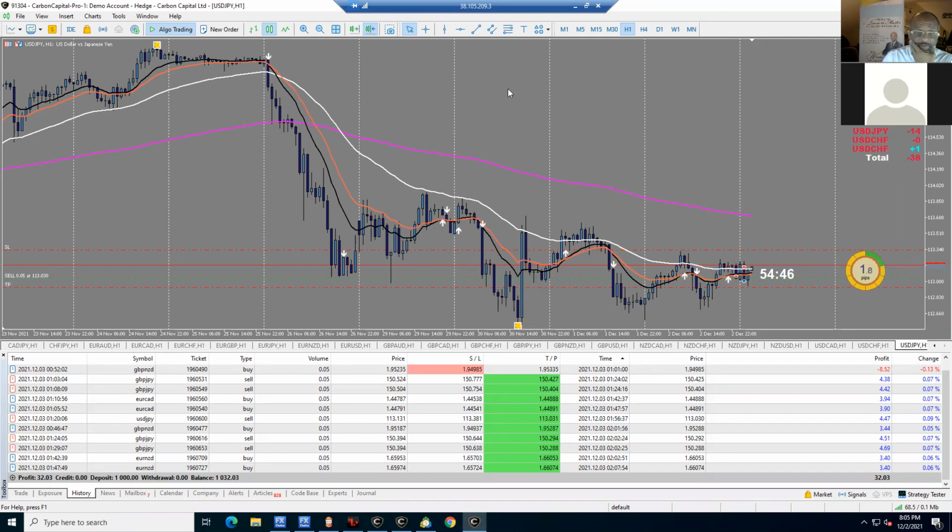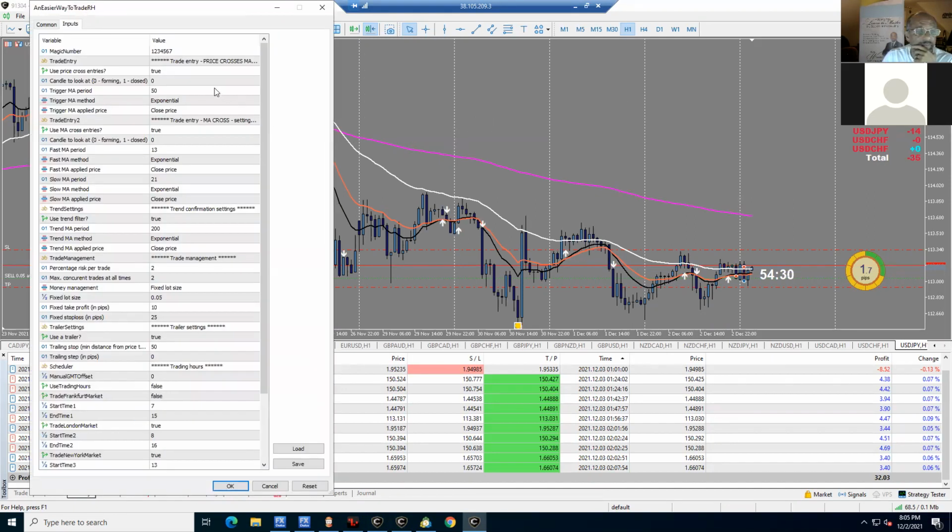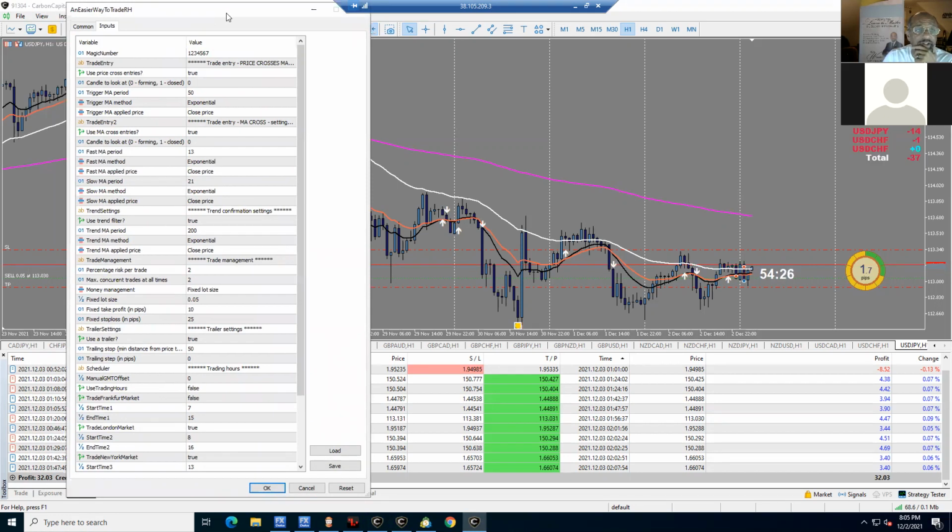But this version here, let me show you how it is right now. I sent it to my developer, and he'll have it done tomorrow. One thing that I want changed right now is how it looks. This is the inputs right here.